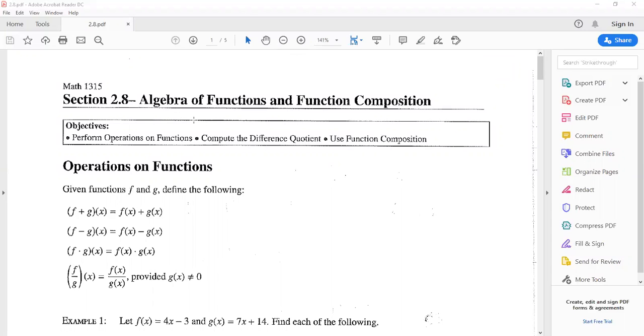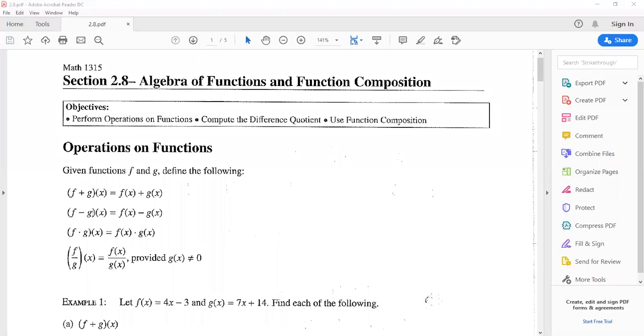This is just doing your basic arithmetic operations of addition, subtraction, multiplication, and division, but now to functions instead of numbers. So given two functions, f and g, we can define some new functions as follows. f plus g is a function which takes for each x and evaluates f of x and g of x, and then adds those two numbers together. So f plus g of x is f of x plus g of x.